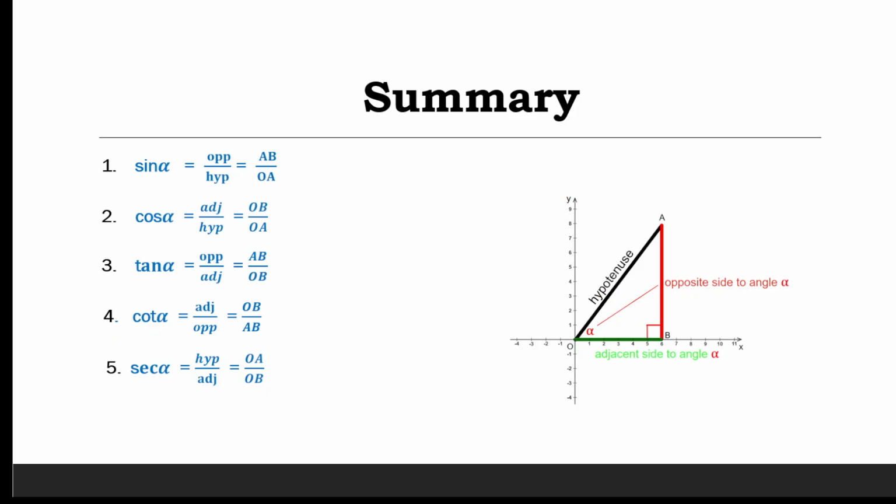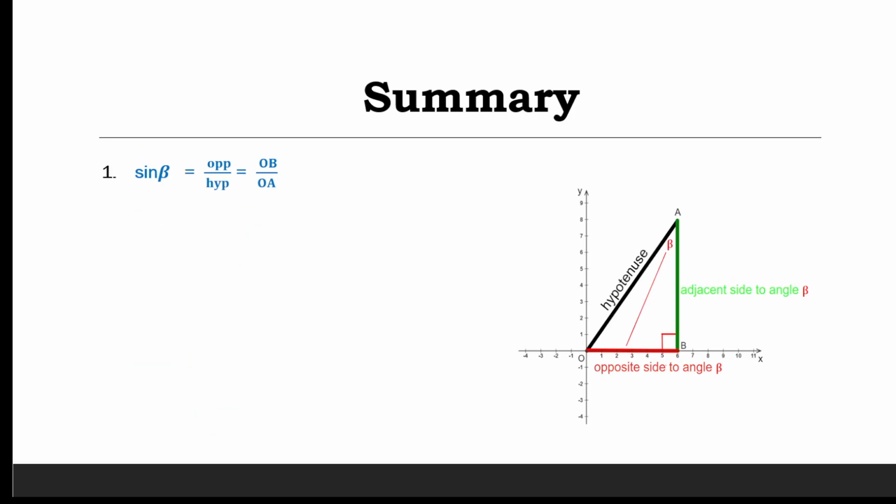Sec alpha is the reciprocal of cos alpha, which equals the hypotenuse side divided by the adjacent, which equates to OA over OB. And finally, cosec alpha, which is the reciprocal of sine alpha, equals the hypotenuse side divided by the opposite side, which equates to OA over AB.